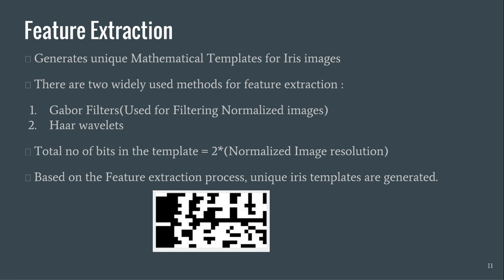So I was telling you the total number of bits in the template is twice the normalized image resolution. So if your normalized image resolution is say 1024, then you'll have twice that as the number of bits. Based on the feature extraction process, unique iris templates are generated. Here is one image that I have put in from my software.